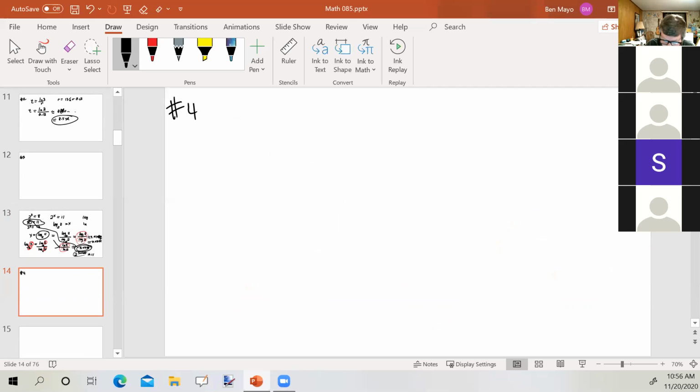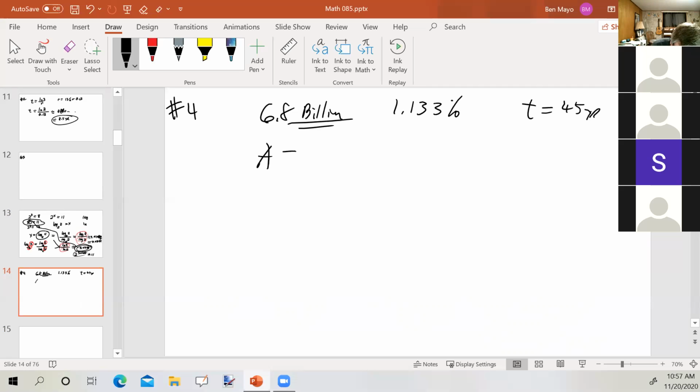The population of Earth is approximately 6.8 billion people and is growing at an annual rate of 1.133%. Use the exponential growth model to predict the population in 45 years. Round your answer to 1 decimal place. The 6.8 billion, is it 6,800,000, or is it 6.8 and then the word billion? It's 6.8 billion, like the words. Okay. So what that means is in our answer, we're going to write it in billions, with the word billions.